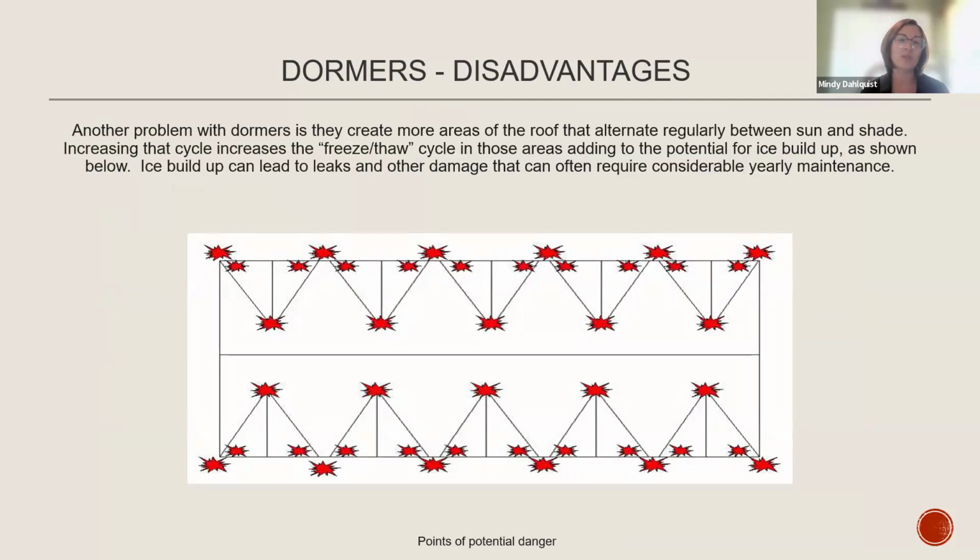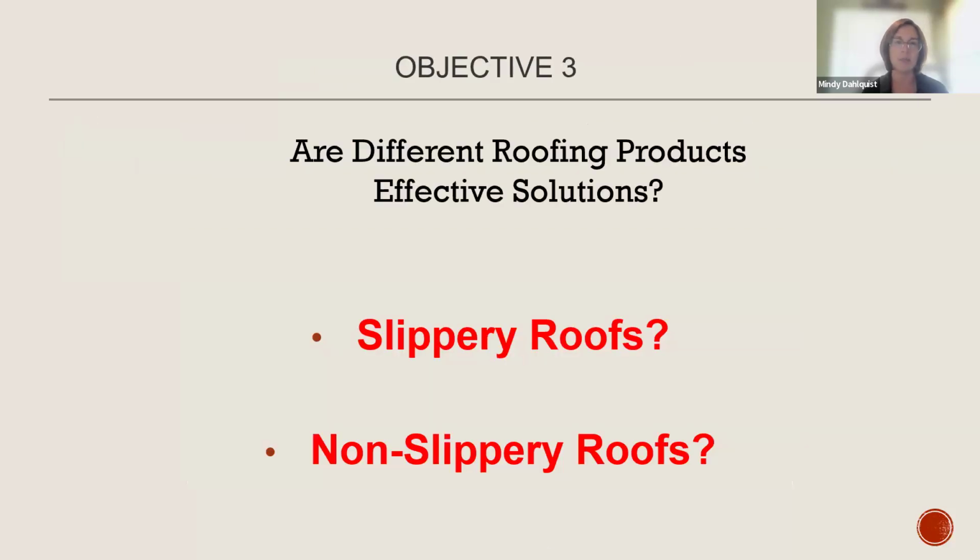Another problem with dormers is they do create more areas of the roof that will alternate regularly between sun and shade. So you're just having more freeze-thaw cycles in this area. This adds potential for a massive ice dam, basically. If you have something like an ice dam coming in, that ice buildup can lead to leaks and other damage that will just add to a whole lot of maintenance year after year on that property.